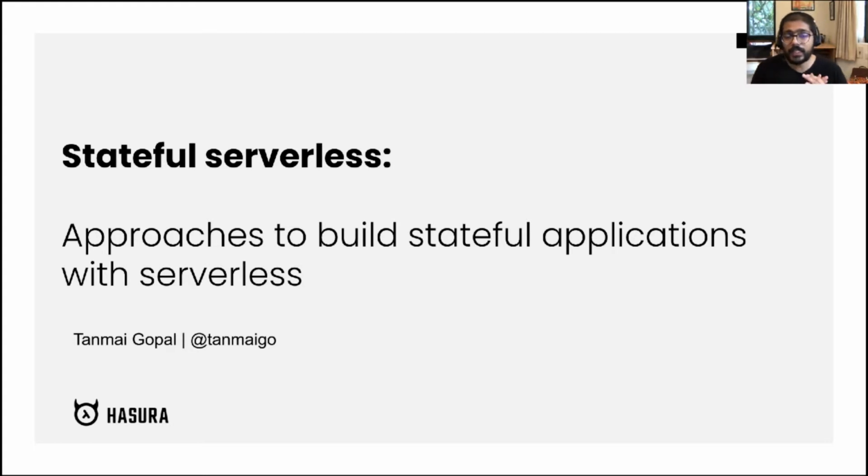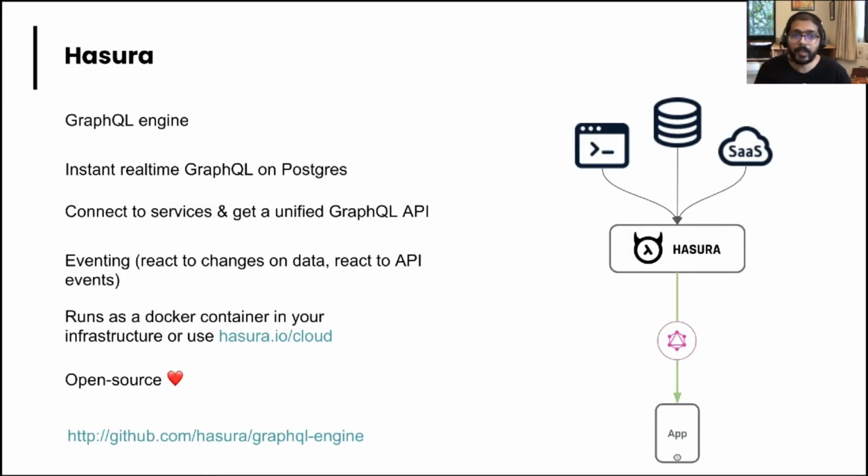A lot of this talk is inspired by the work that we've done with Hasura, with our users, and with Hasura, the product itself. To give you a quick background, Hasura is a GraphQL engine. It's a service that provides an instant GraphQL API on your databases, specifically the Postgres family and other databases coming soon as well. You can also use Hasura to create a unified GraphQL API over multiple data sources, so not just a database, but also GraphQL services and REST services or SaaS services.